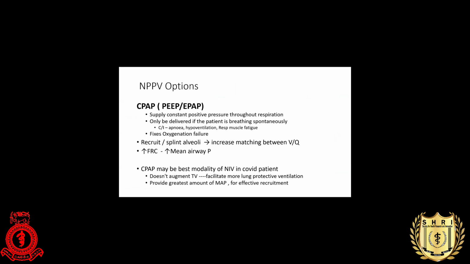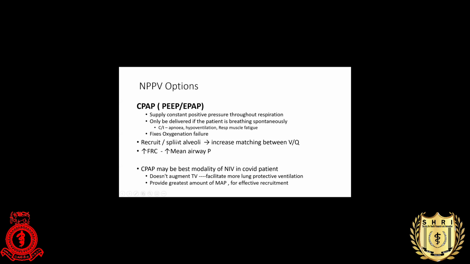CPAP, also known as a conventional ventilator. When you put the patient on a CPAP machine, it will give continuous positive pressure throughout the patient's respiratory cycle. You can apply it if the patient is breathing spontaneously, because it does not give respiratory support like BiPAP. So you can't use it in a patient with apnea or who is hypoventilating. This CPAP is to fix oxygenation failure, especially in patients with type 1 respiratory failure. In COVID patients also, most of them have type 1 respiratory failure, so you can use CPAP.